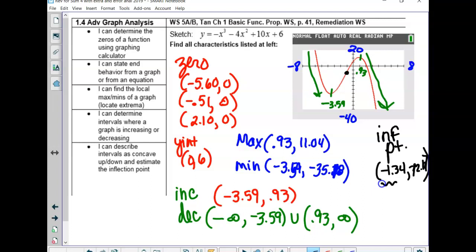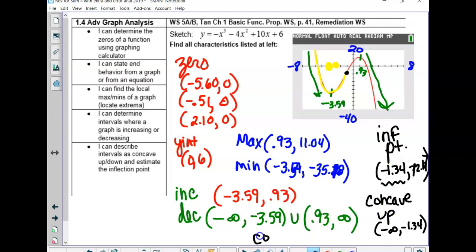Now, whatever you pick for your inflection point, you have to use that same X value to describe the concavity. So if you want to say to the left of this, what is this graph doing over here on the left? Yeah, that's a happy face, right? So it is concave up from the left until you get to -1.34. And again, whatever you picked for your inflection point is what the X value should be there. If you didn't pick that number, that's fine.